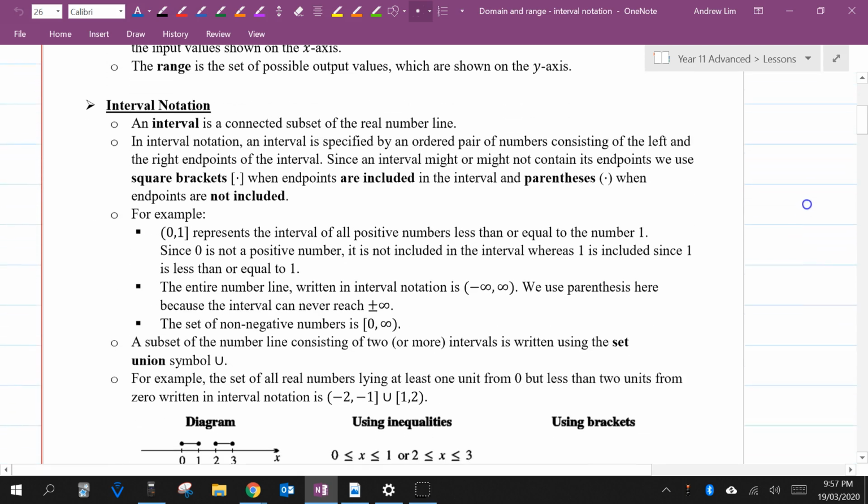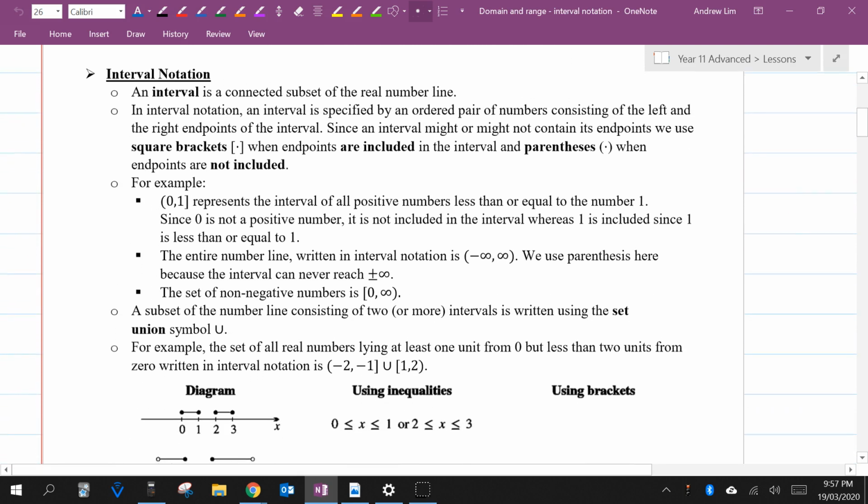Okay, so interval notation, you are probably not familiar with this. An interval is a connected subset of the real number line. So in interval notation, an interval is specified by an ordered pair of numbers consisting of the left and the right endpoints of the interval. Since an interval might or might not contain its endpoints, we use square brackets when endpoints are included in the interval and parentheses when endpoints are not included.